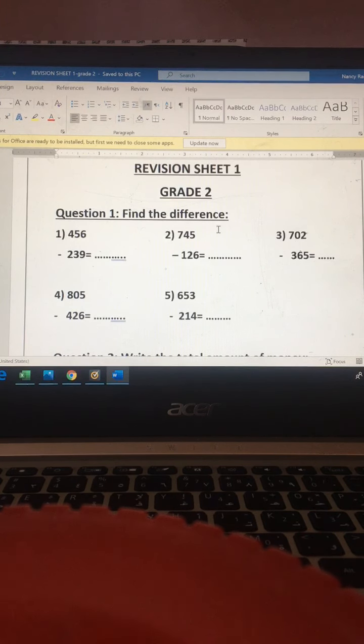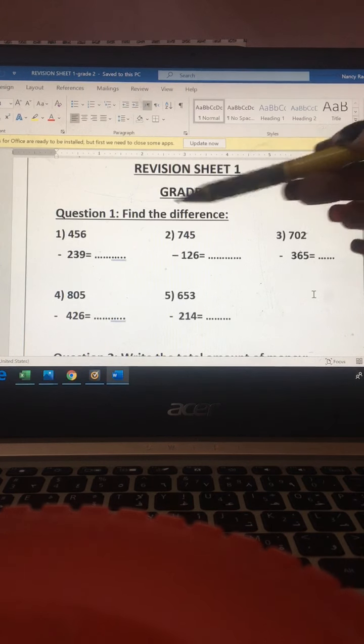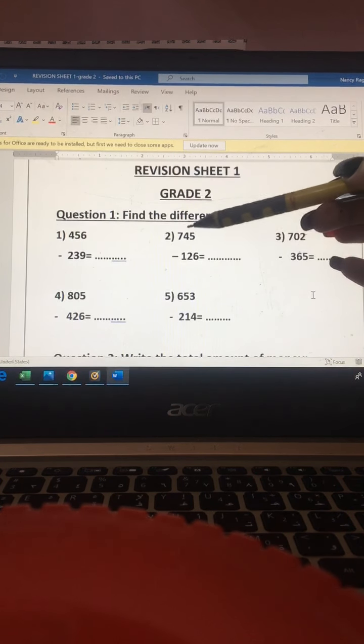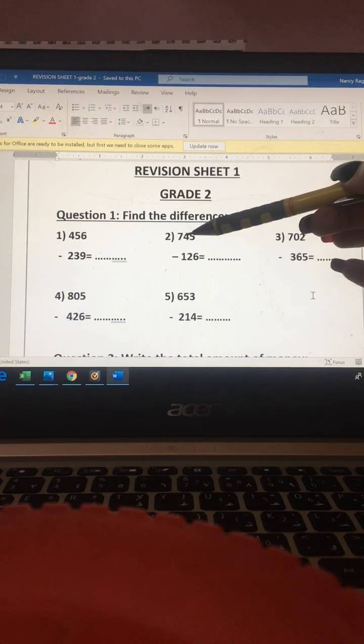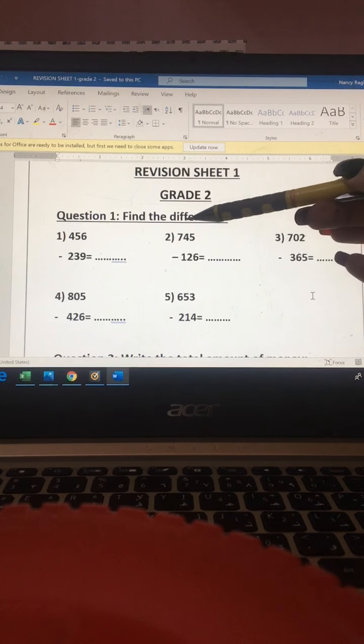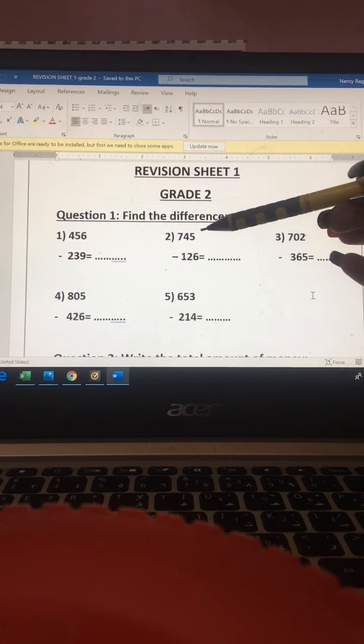Let's move on to question number 2. 745 minus 126. Can we subtract 5 from 6? No. Why? Because the 5 is smaller than 6, so I need to borrow from the 4. Can the 4 give me a 10? Yes. So I will cross out the 4. It's going to be 3. And the 5 is going to be 15.